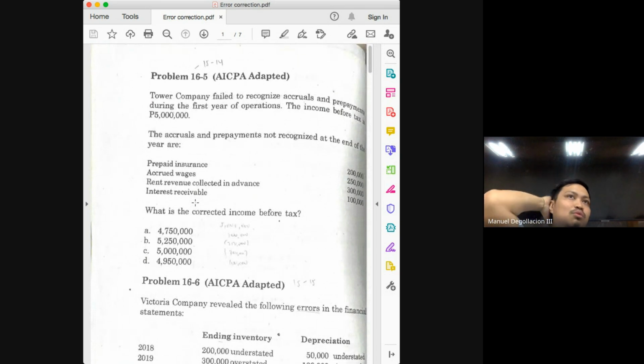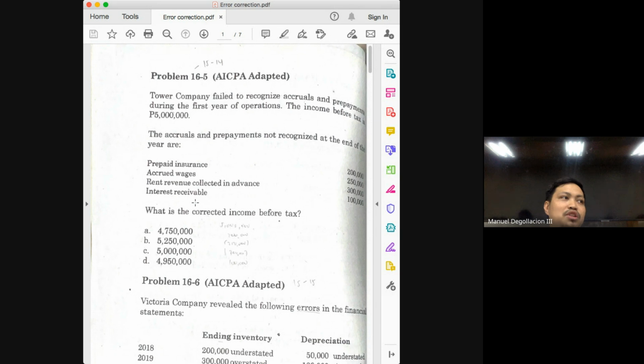This is where students would fail to realize. What is given in the problem are your accruals and your prepayments, which would come in the form of assets and liabilities. So many students would fail to realize how these are connected to your net income. Because if you're talking about assets and liabilities, how then does that affect your net income? Okay, so you have to understand, class, that your accruals and prepayments have partner expenses or revenues.